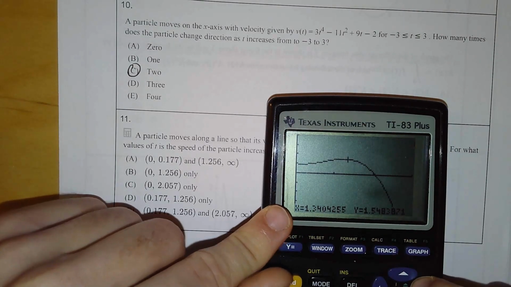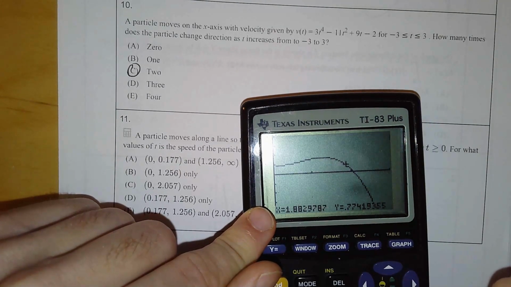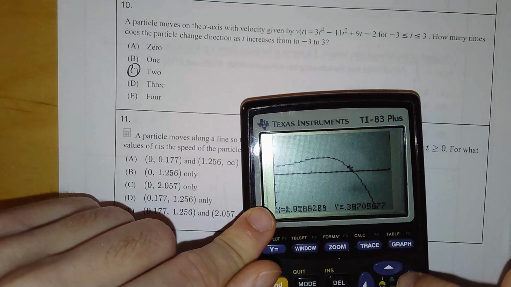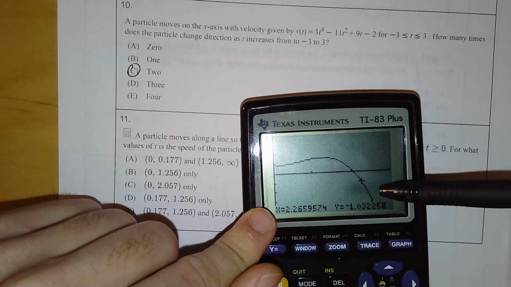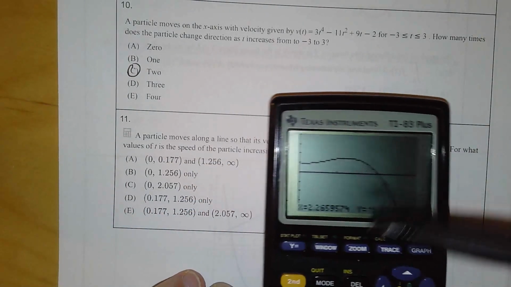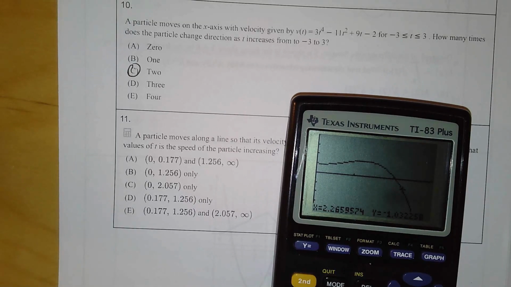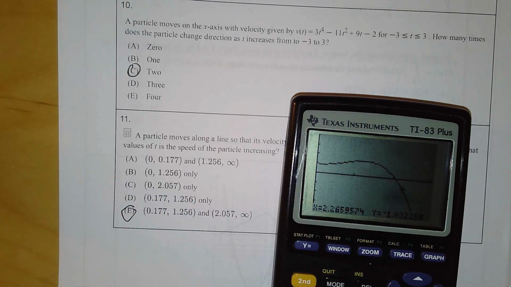Up until 1.25-ish, and then it's decreasing in speed here because the velocity is coming down, approaching 0. As velocity approaches 0, it's slowing down. But as soon as it hits this point, it starts to increase in speed again. It's getting more negative. So this is increasing in speed, and this is increasing in speed. Just by looking at the graph, I can tell you the answer is E. But I'm going to tell you a more specific way of knowing how to do it.